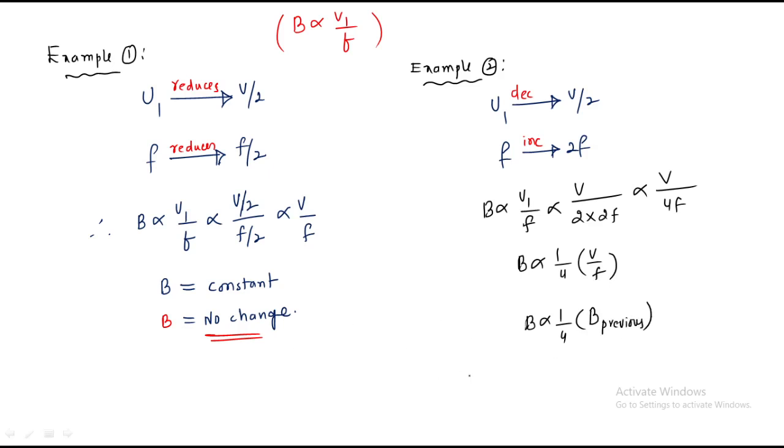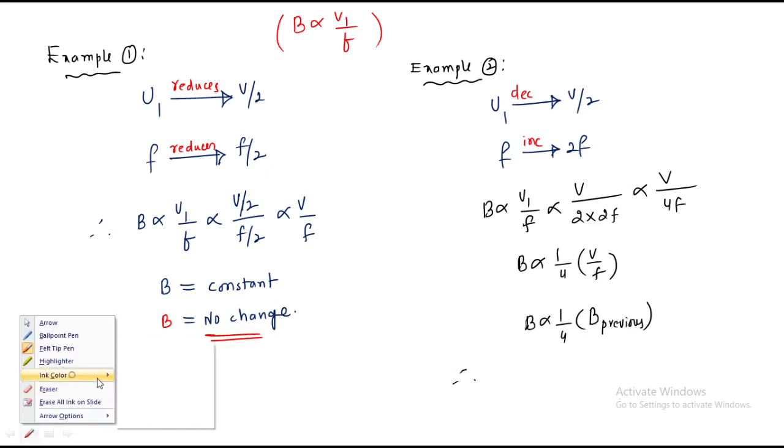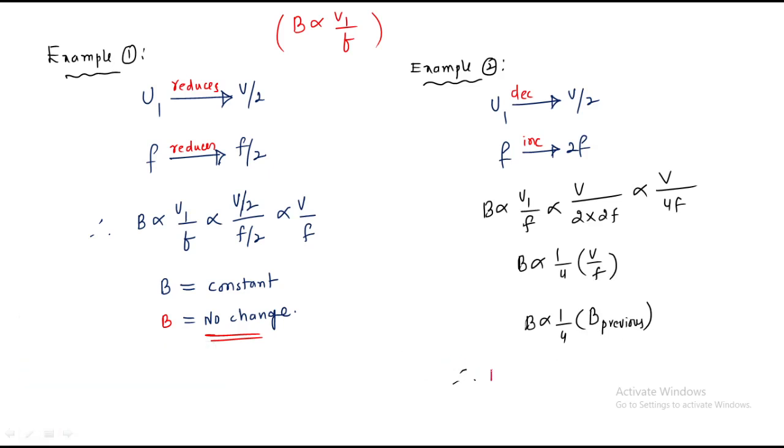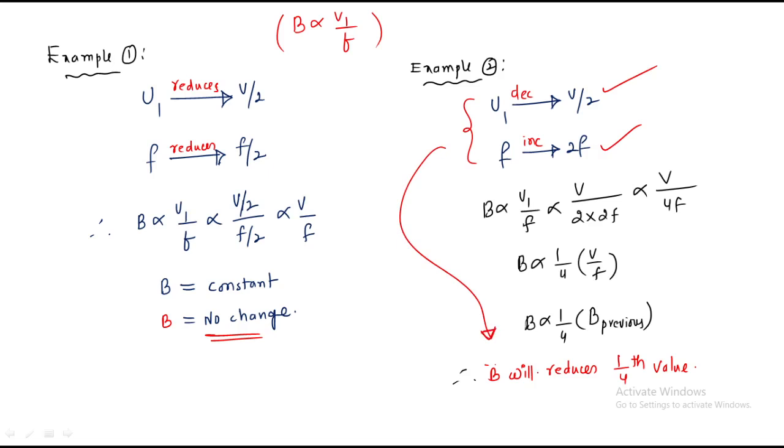Therefore, what is the statement here? B will reduce to 1 by 4th value. The flux density will reduce to 1 by 4th value if the frequency is doubled and the supply voltage is reduced to half. That is the case. For this case, we have 1 by 4th of the flux density. Now, next example.